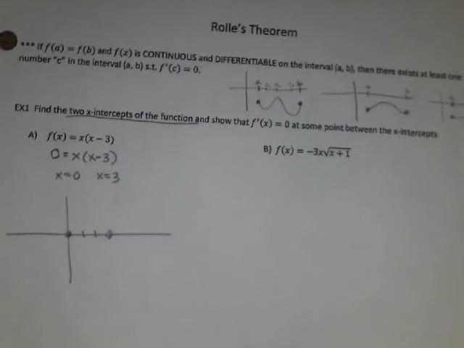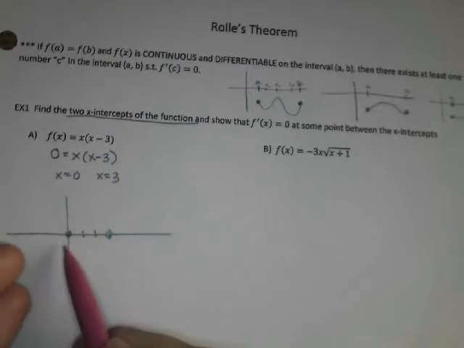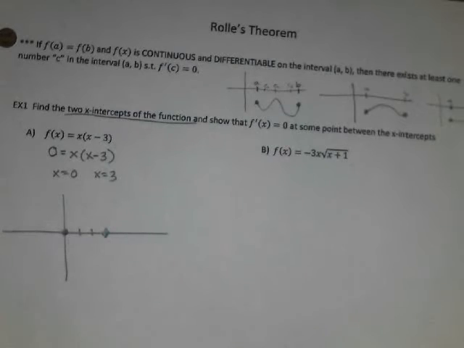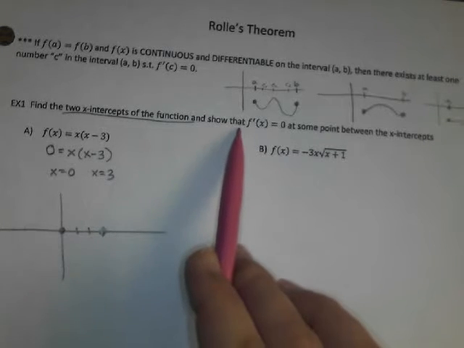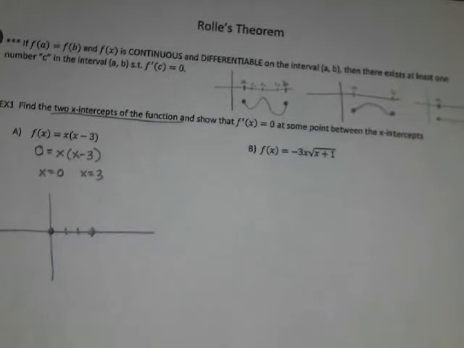The reason Rolle's theorem is going to be applied here is because f of a and f of b are at the exact same y coordinate of 0. Okay? What happens in between is that we are guaranteed that there's at least one c value in between at which the derivative is 0. And so that's what the second part of our sentence is asking us for. Show us that f prime of x equals 0 at some point between those x-intercepts.